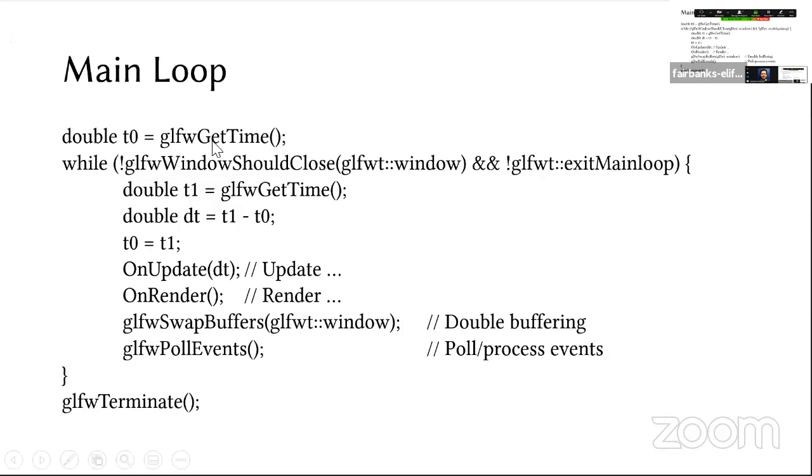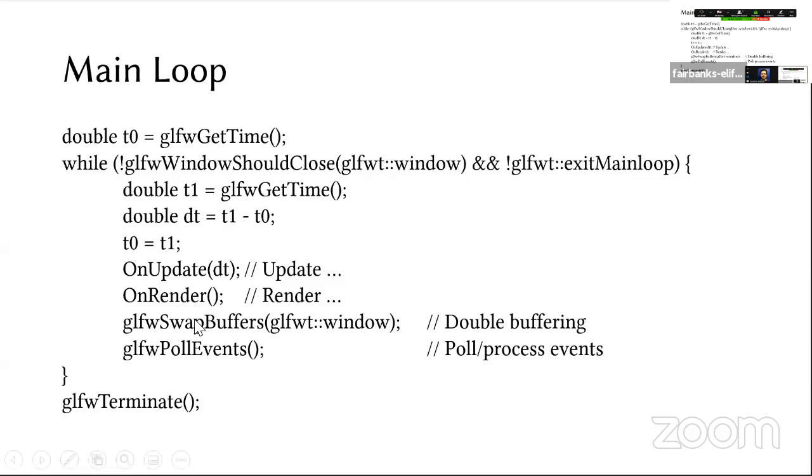Okay, as far as the timer goes, all we do is measure the elapsed time between frames. So we measure T0 and then we measure T1, then we take the difference and copy T1 back into T0. That way we're constantly measuring how much time happened during each frame. This is a good time to update our scene, maybe doing some rotations, and then render the scene. And then we can swap buffers.